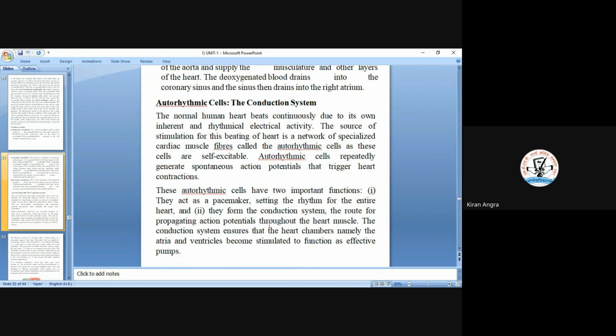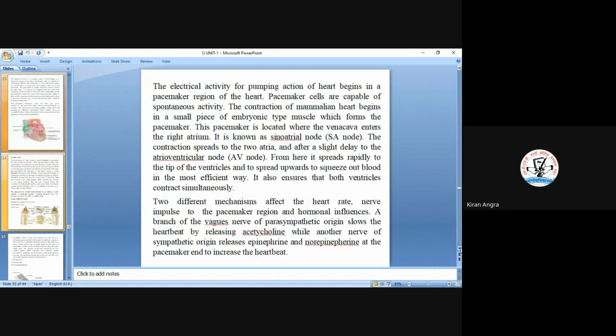The conduction system ensures that the heart chambers, atria and ventricles, remain stimulated all the time and keep on pumping the blood. This electric activity for the pumping action of the heart begins in the pacemaker region of the heart. Pacemakers are capable of this specific activity. I will show you where these pacemakers are.